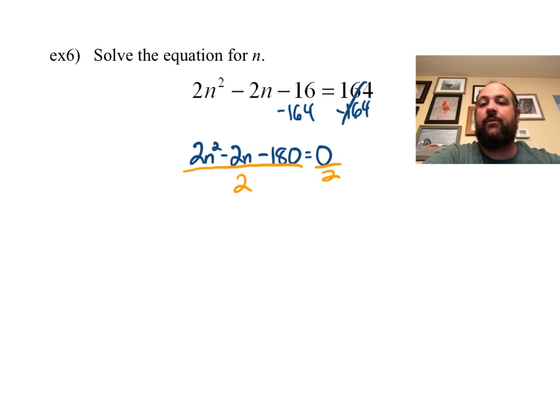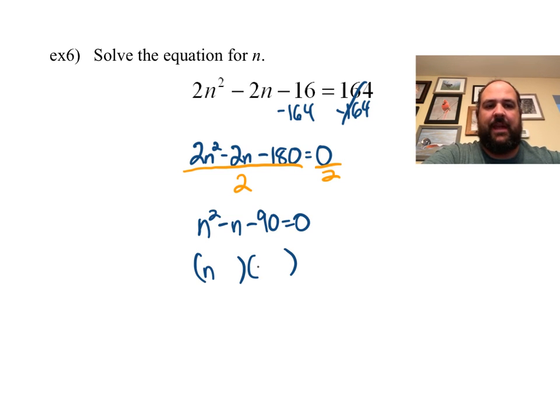So instead of having to reverse foil 2n squared minus 2n minus 180, we're going to end up with n squared minus n minus 90 equals 0. So go ahead, take a minute, try and reverse foil that. When you were reverse foiling, you probably said, I want to split it up into n and n. The last term's negative, so I'm going to use one plus and one minus. And in this case, I need factors of 90 that add up to negative 1. So if I think about it, 9 and 10, I'm going to use a positive 9 but a negative 10. So that way they add up to negative 1.